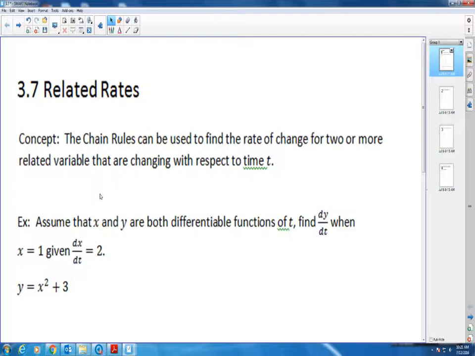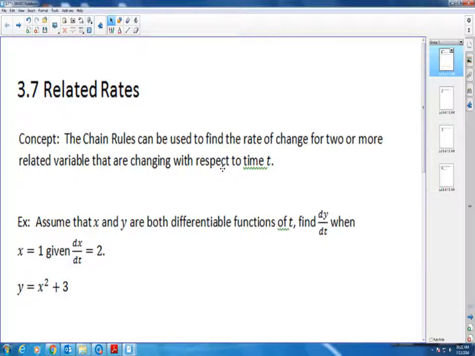Welcome to Calculus 1. Today we're going to talk about what we call related rates. Now we have used the chain rule for a lot of different types of problems already. One more good usage is that the chain rule can be used to find the rate of change for two or more related variables that are changing with respect to time.